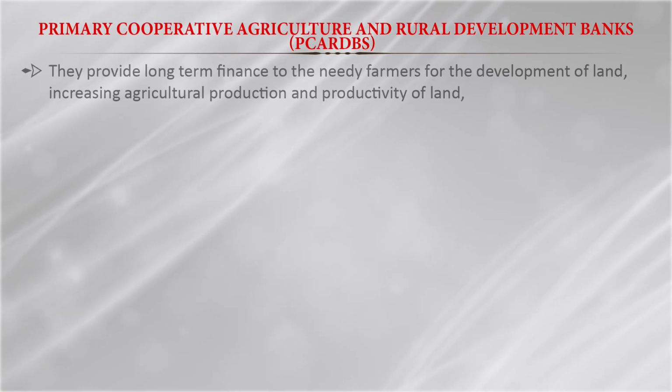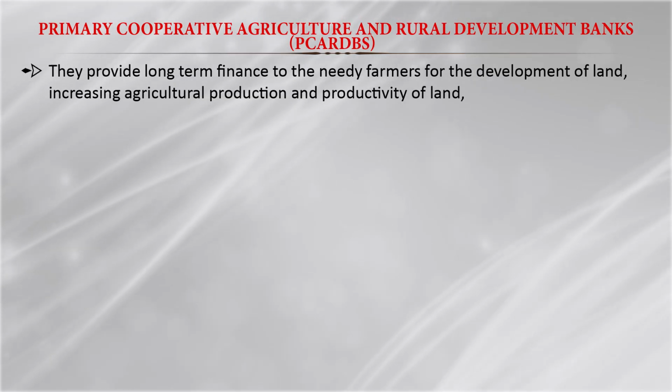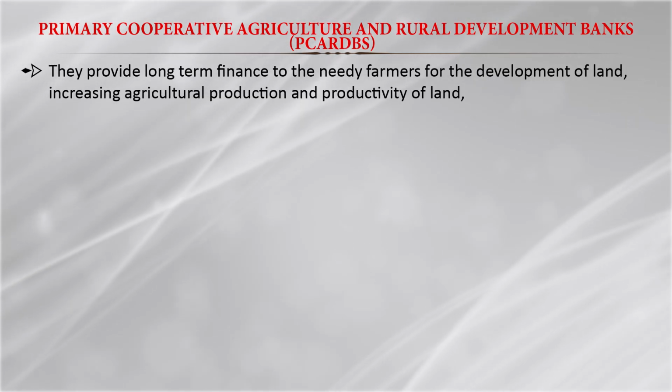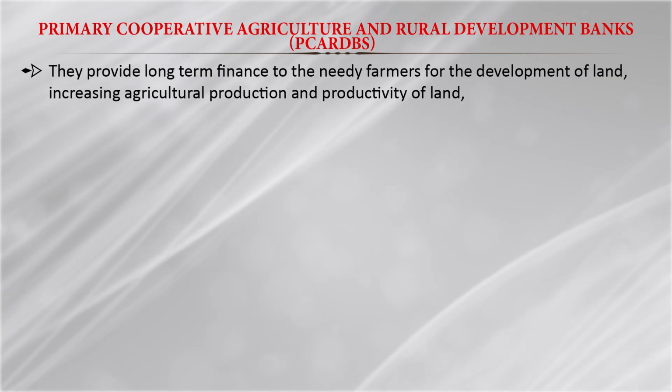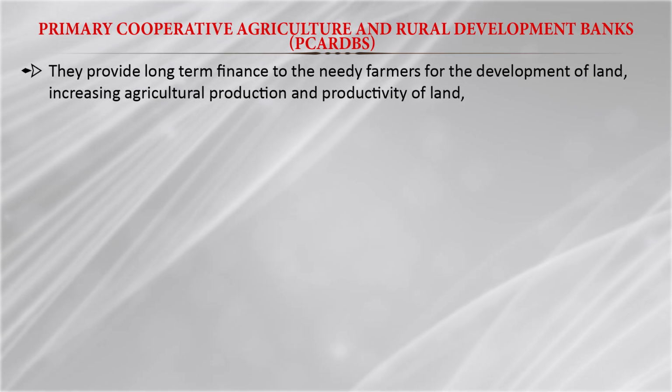In case of the long-term credit, we have two types of organization: at the state level and the primary or district level. At the state level, we have the State Cooperative Agriculture and Rural Development Bank, SCARDB, and at the primary level, we have the Primary Cooperative Agriculture and Rural Development Bank. The role of the PCARDB is to provide long-term financing to needy farmers for development of land, increasing agricultural production and productivity of the land.